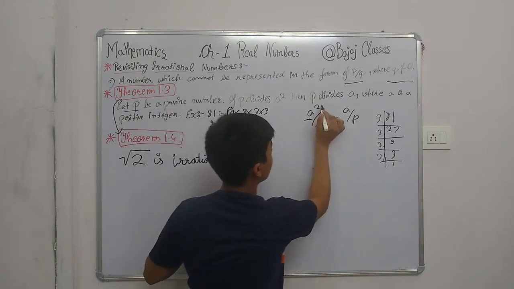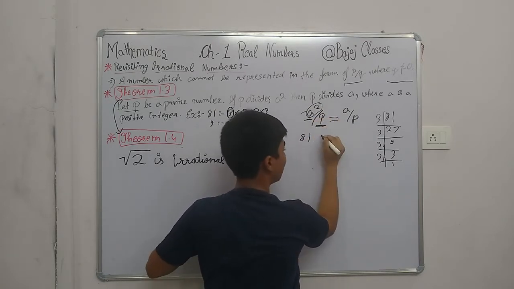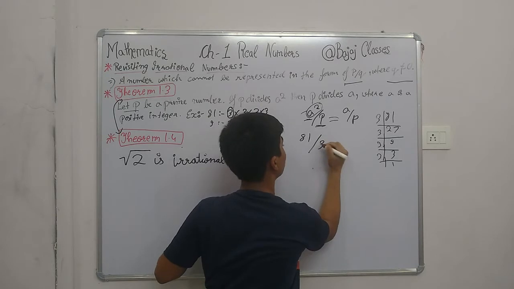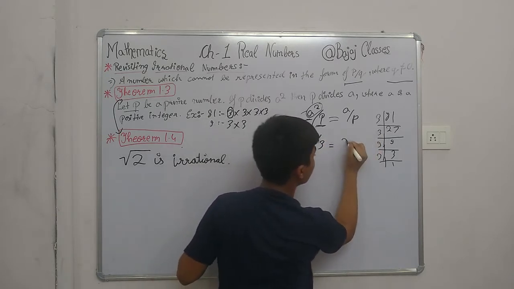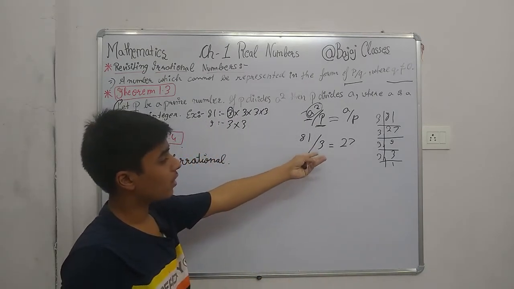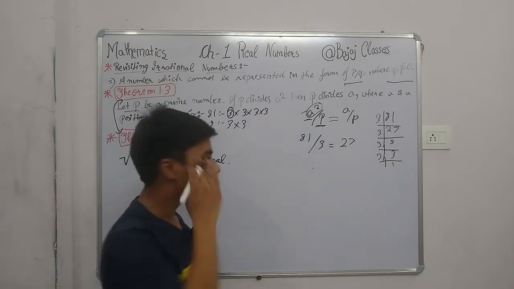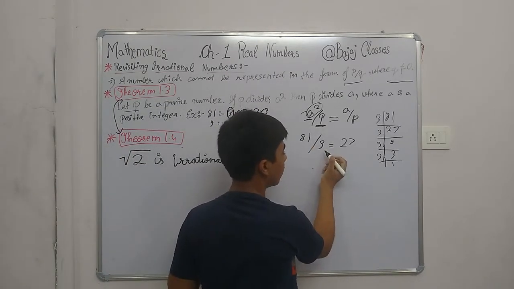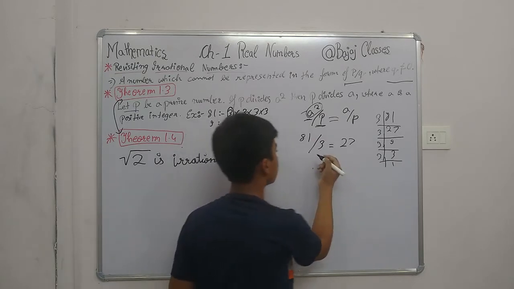At the place of a square you can take 81, and at the place of p you can take 3. So 81 divided by 3 is 27. So 27 into 3 equals 81. So 81 is clearly divisible by 3, and the quotient is 27.